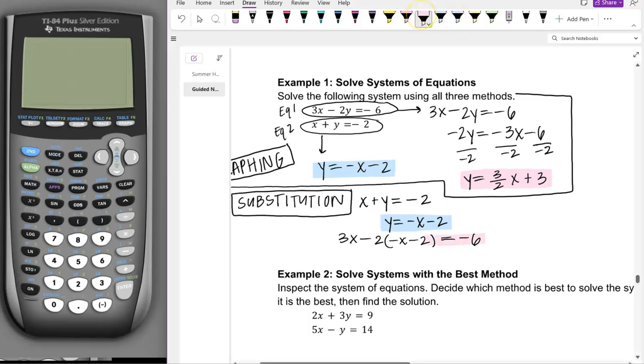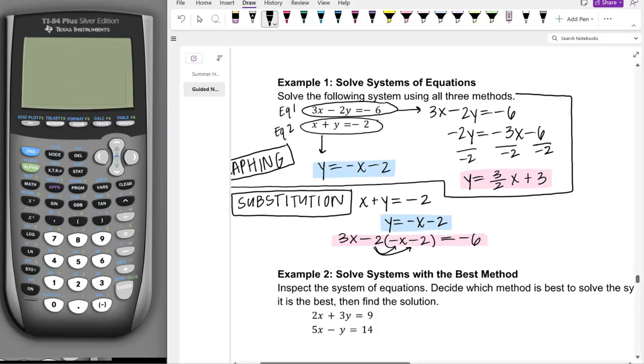So this is coming from equation 1, because normally equation 1 says 3x minus 2y equals -6, but instead of 3x minus 2y equals -6, we're plugging in -x minus 2 for y. That way, this equation only has one variable in it. It only has x, so we should be able to solve this using our linear methods.